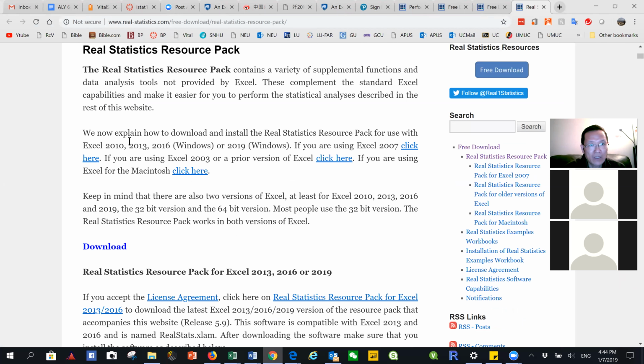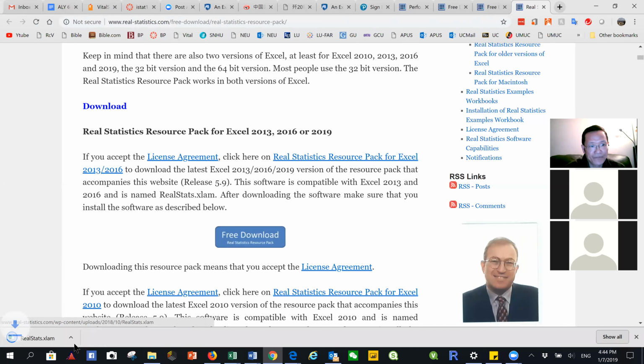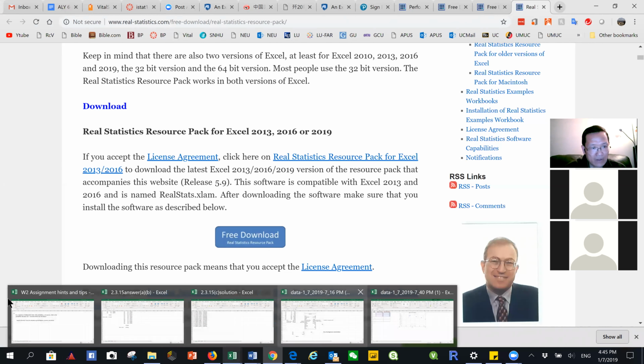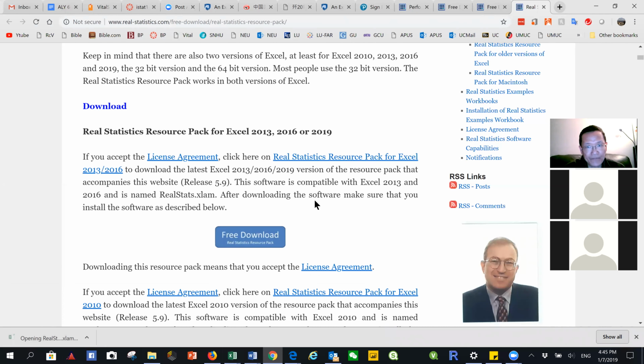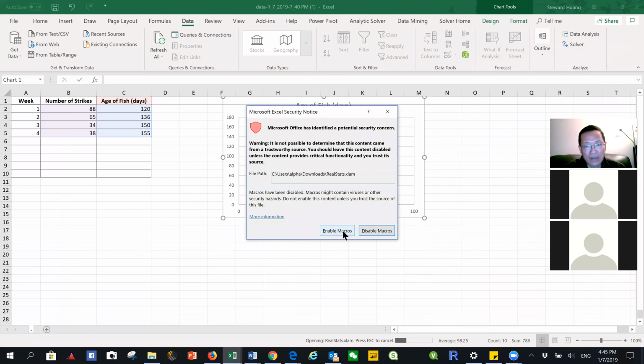Here within, now we explain how to download it with this. Okay, download here. Download right here. 2016. Let's give it a try. All right, so you get it here. And now you should be able to, let's execute it. Enable macro.